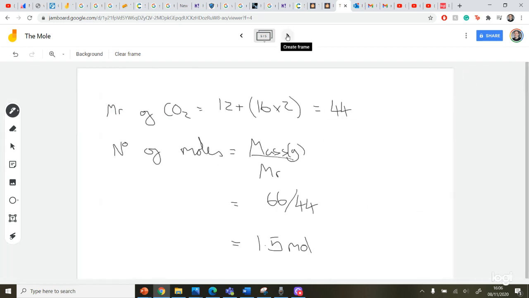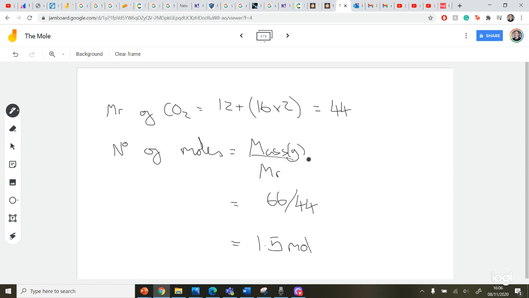So, how many moles are there in 66 grams of carbon dioxide? Step number 1 is to calculate the MR of carbon dioxide. The MR of carbon dioxide is 12 plus 16 times 2 equals 44. The second step is to use the formula above to find out how many moles there are.